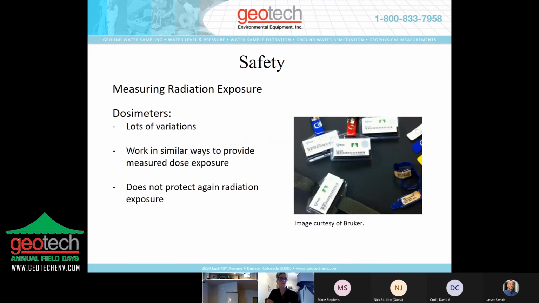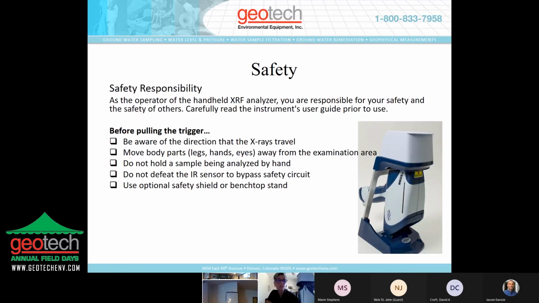So some of the dosimeters that you can use to identify your exposure: there are dosimeter rings or the ones that clip on to your collar. The important thing, if you are using dosimetry, is to wear it while you're operating the instrument and not while you're going to the dentist. Just use it during operation.